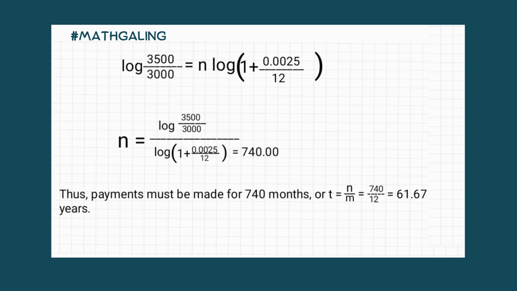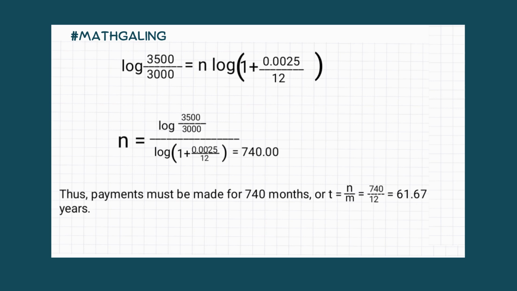Thus, payments must be made for 740 months, or t is equal to n over m. The 740 over 12 is equal to 61.67 years.